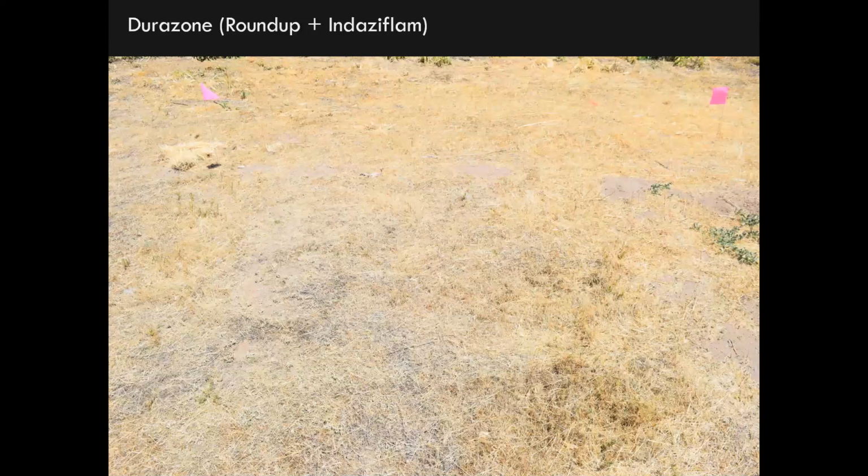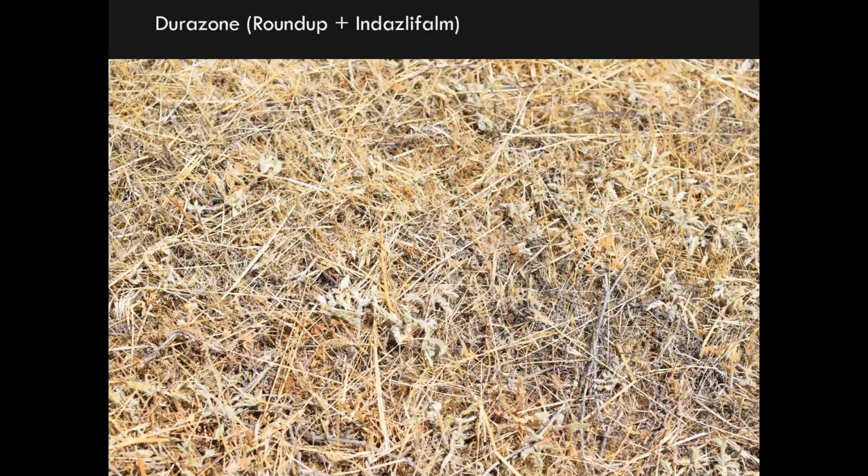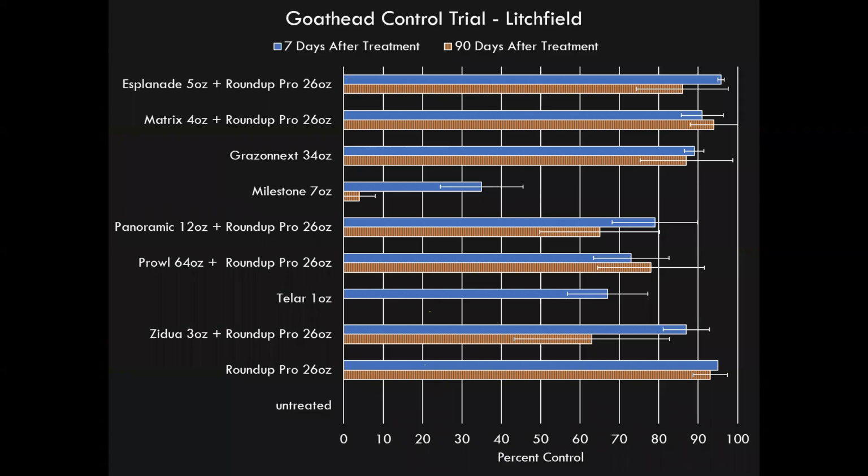Here's a picture of a Durazone treatment, or a Roundup plus Esplanade (indaziflam), where we had almost 100% goathead control. And if you zoom up, you can see all those dead seedlings that were controlled by that Roundup application. At 90 days after treatment, again, many of our treatments offered pretty good control, but again, nothing was offering 100% control.